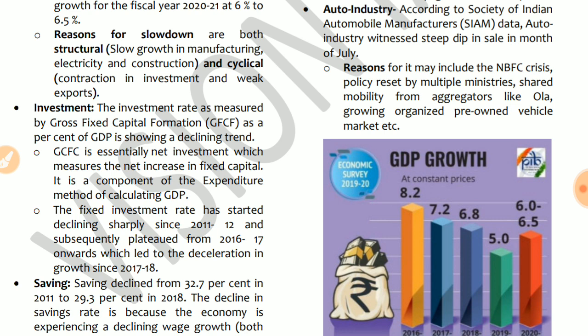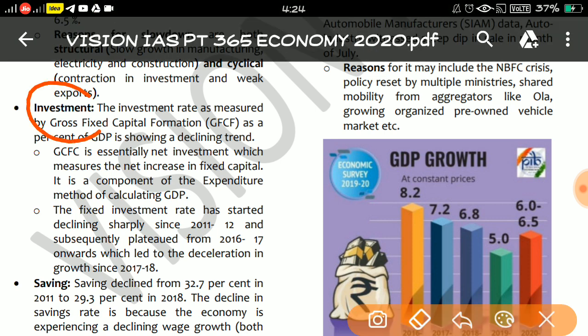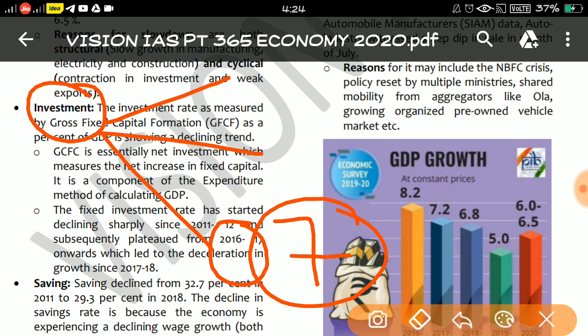So if you consider the recent economic survey, the survey is basically highlighting that investment has different components. Investment has household investment, private corporate investment, as well as public sector investment. Public sector investment is stagnant at 7%.